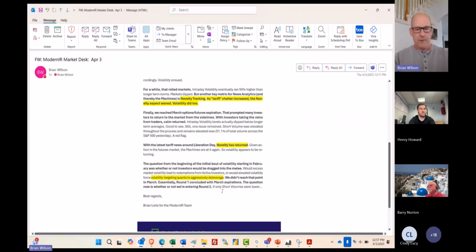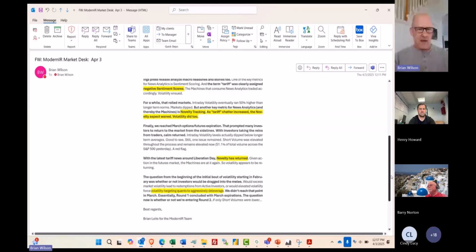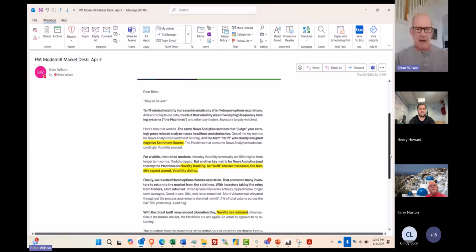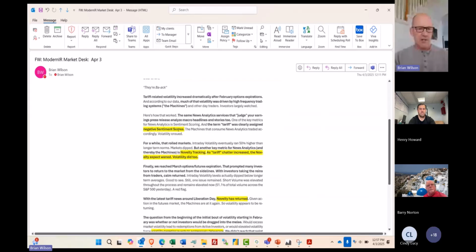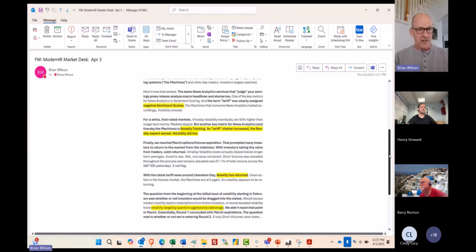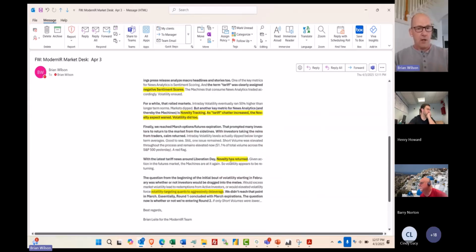Will they deleverage going forward? I don't know. It's kind of day one. We'll have to see how that plays out. But I just wanted to share that with you. Brian is my direct supervisor on the Modern IR side. But I thought that was really good, just thinking about negative sentiment scores, how the machines react, novelty tracking, what that does in the marketplace. And then, of course, as time goes on, that novelty will go down a little bit, and you'll start to see that volatility start to dissipate some.